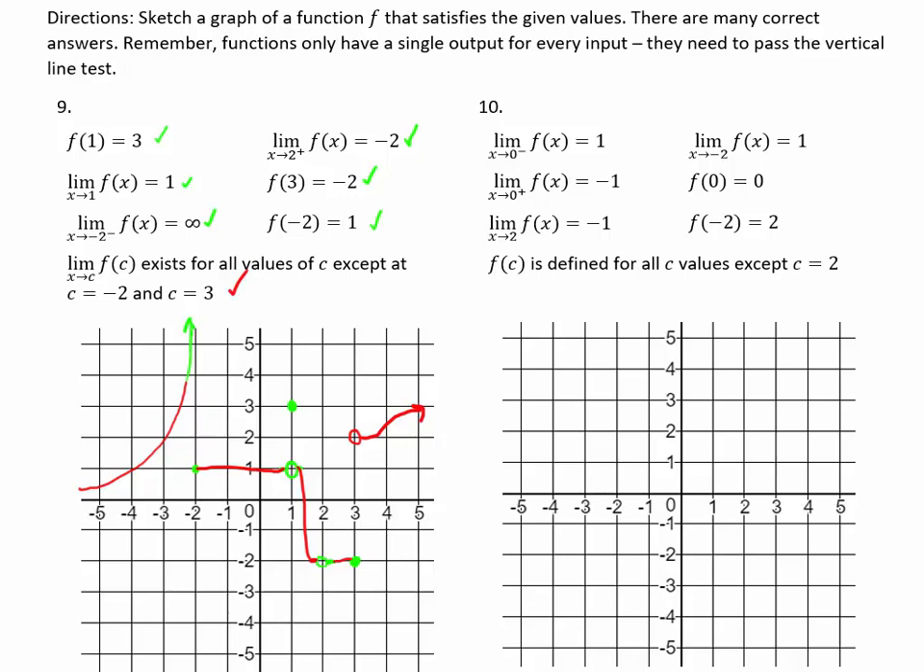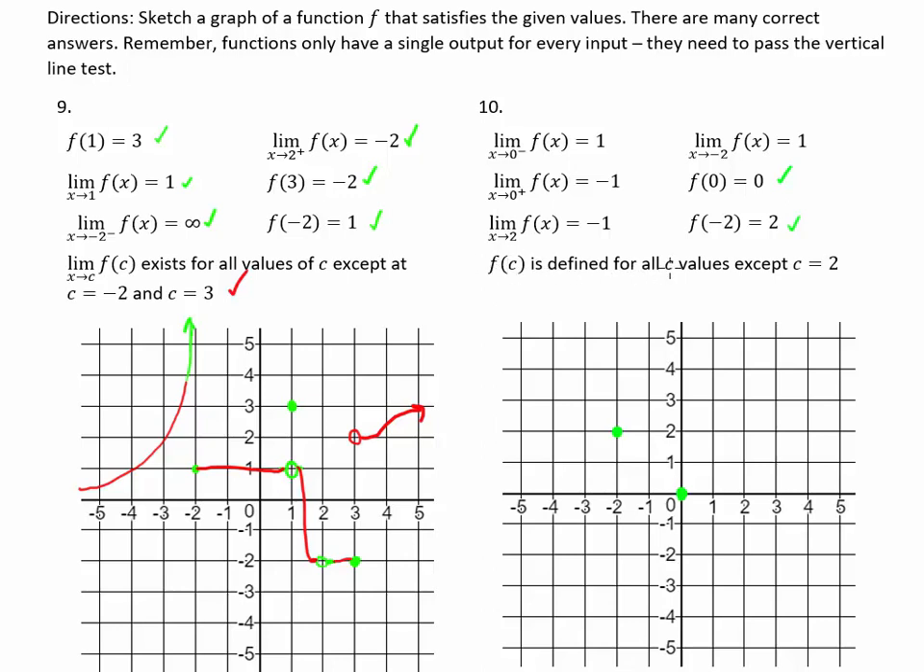All right, this is problem number 10. Once again, we've got 7 different things that need to be true about our graph down here. So let's start with the easy ones. Let's do the points. If I plug in 0, I have to get out 0. So I know that has to be a point on my graph. If I plug in -2, I have to get out 2. That has to be a point on my graph. So both of those, check. Let's see, these are all limits. We'll look at those in a second.